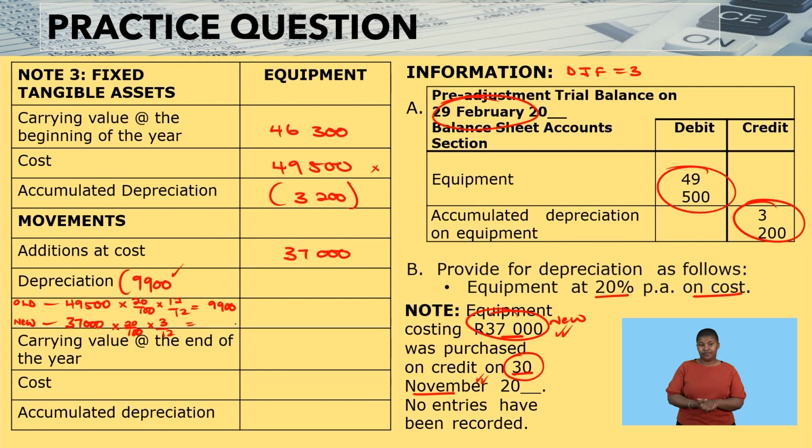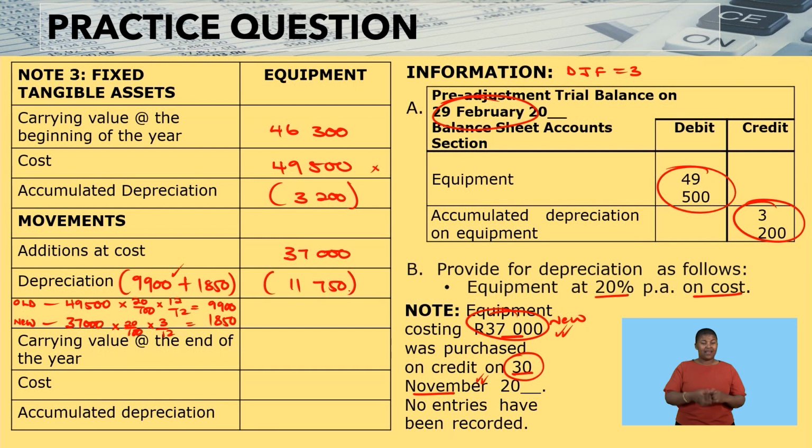3 over 12. How much then becomes the depreciation? So we say 37,000, punch that in your calculator, multiplied by 20%. And then you multiply that also by 3 over 12. That gives you 1,850. So I'm coming here to say plus 1,850. So if you come here then, you add your 9,900 plus the 1,850. It gives you 11,750.